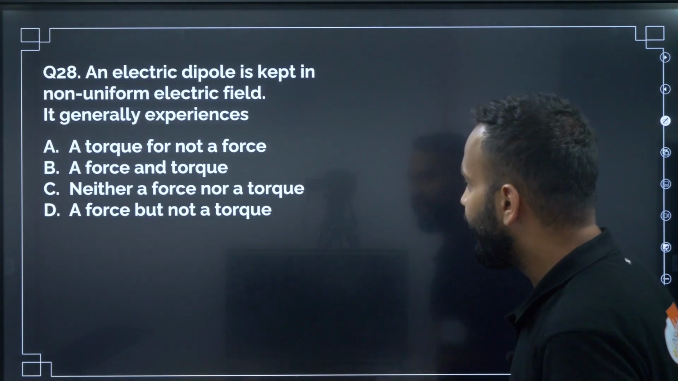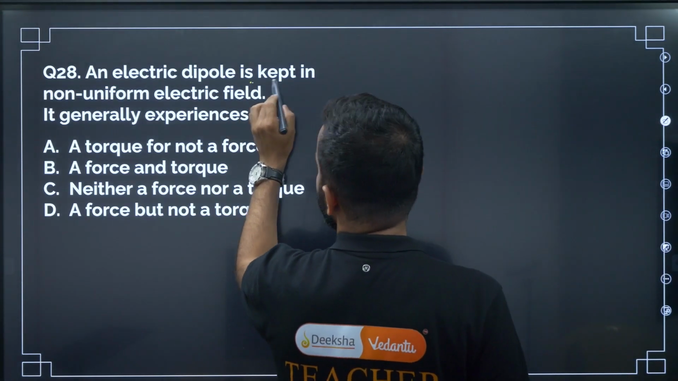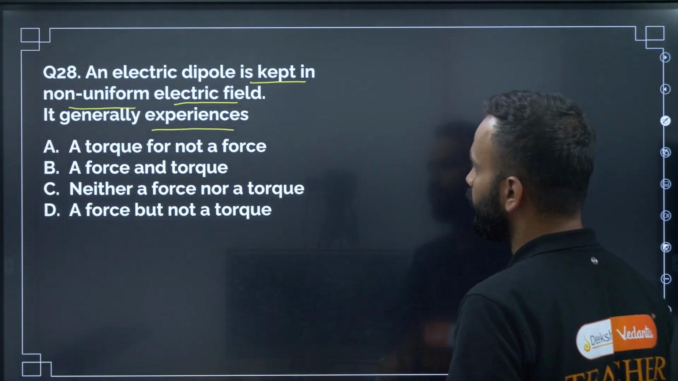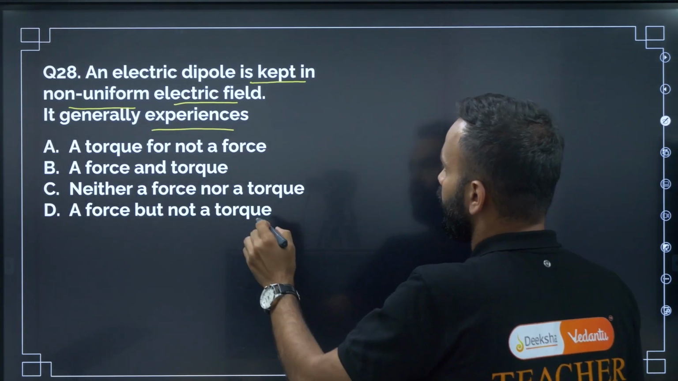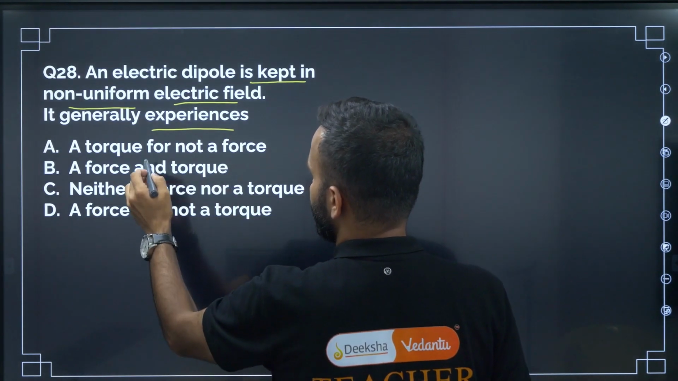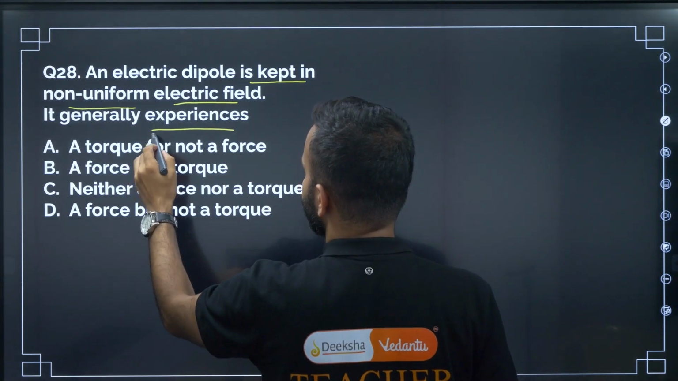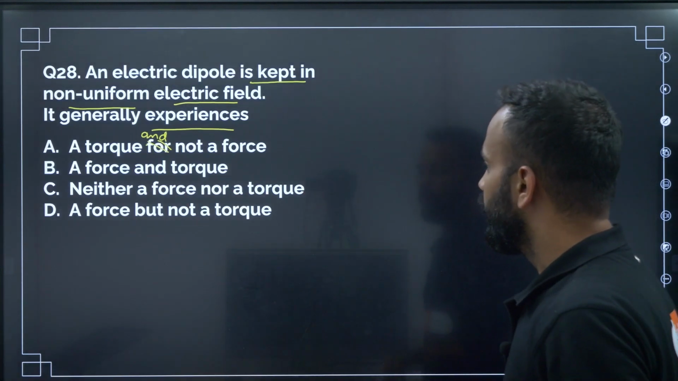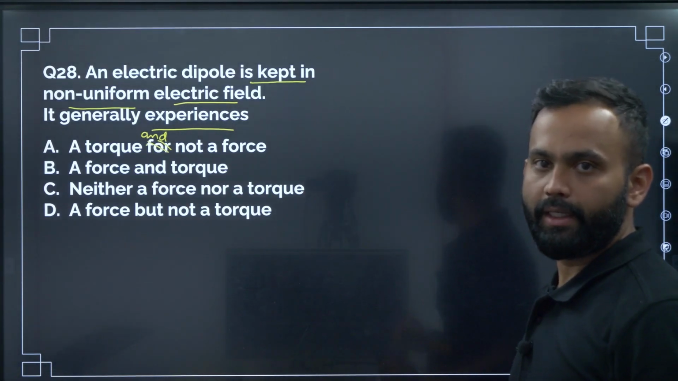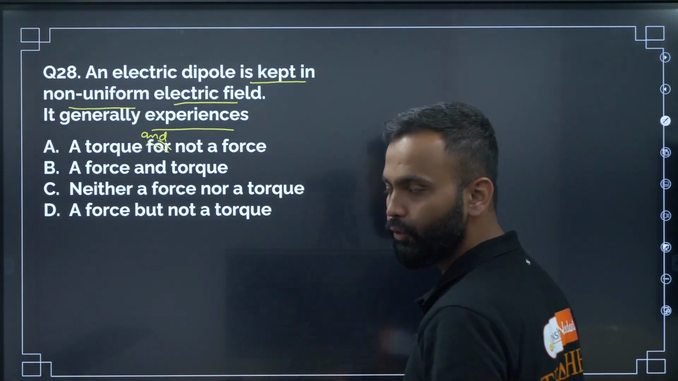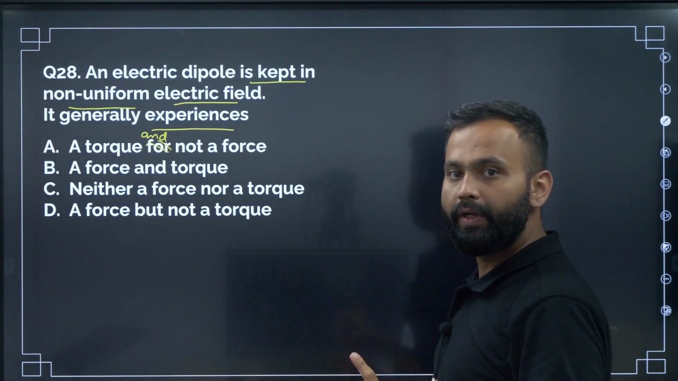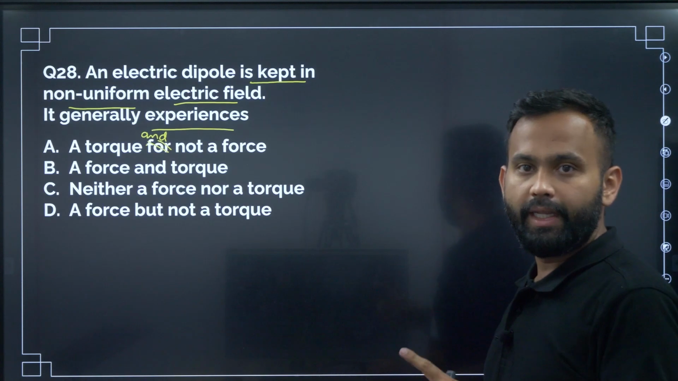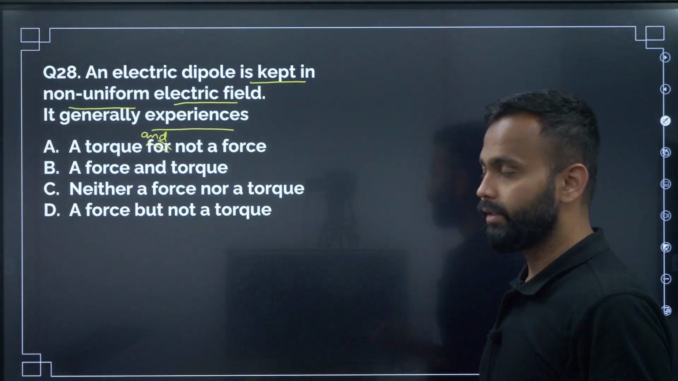Next one, 28. An electric dipole is kept in a non-uniform electric field. It generally experiences a torque, actually this has to be a torque and not just a force, okay? It will experience a torque, right? But the electric field is non-uniform, isn't it? So it will also experience a force. If it is a uniform electric field, then the net force is equal to 0, right? Okay, let's see the force.